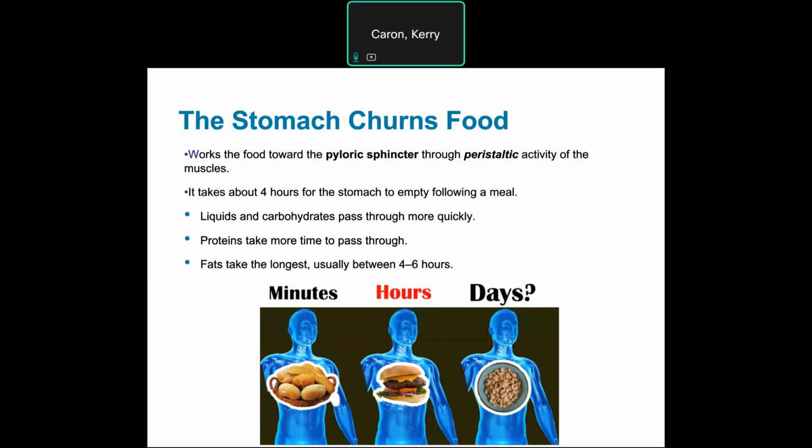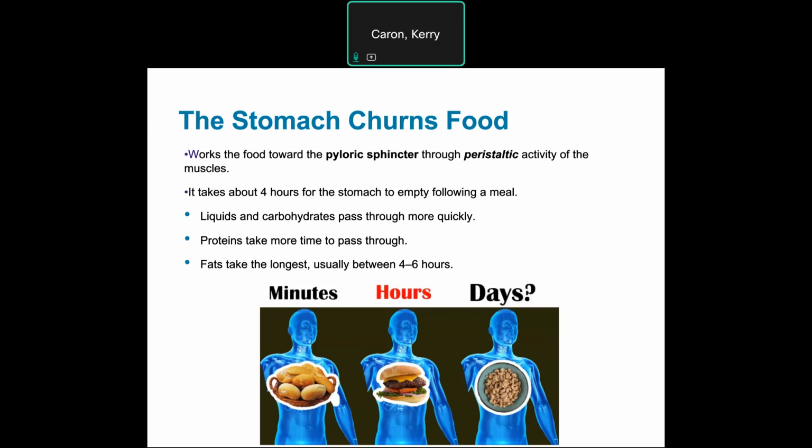Okay, so we're working the food through that churning cement mixer action towards the pyloric sphincter through that peristaltic activity of the muscles. It takes about 4 hours for the stomach to empty following a meal. One of the reasons you shouldn't eat late at night, because you don't want to be trying to digest and sleeping and laying flat.